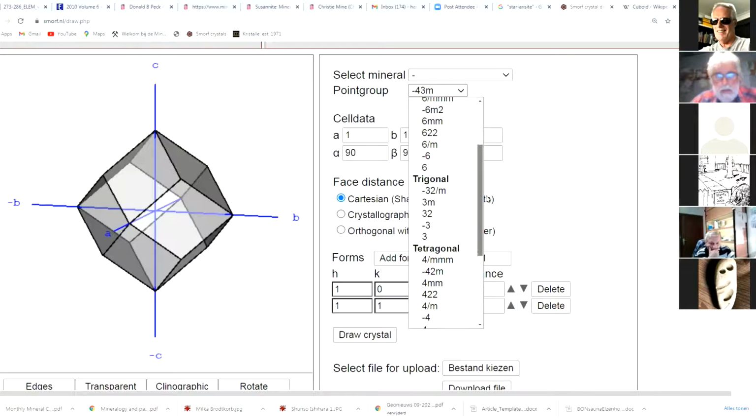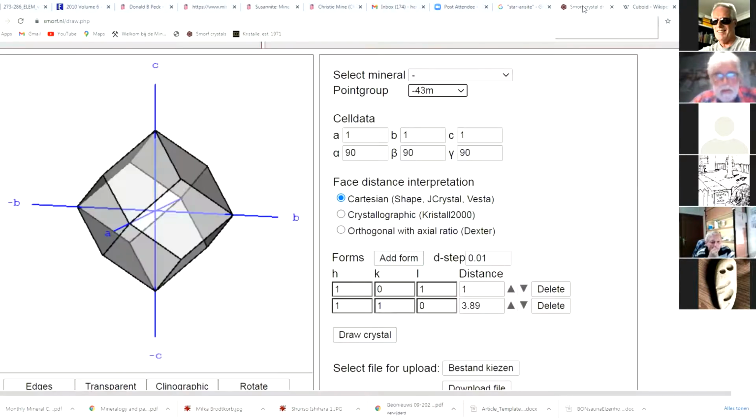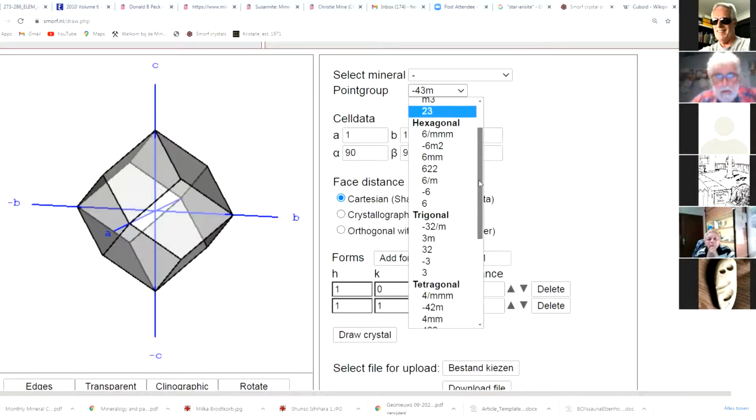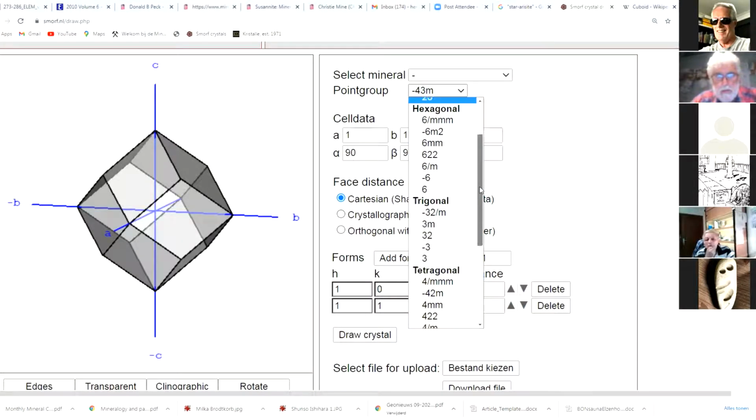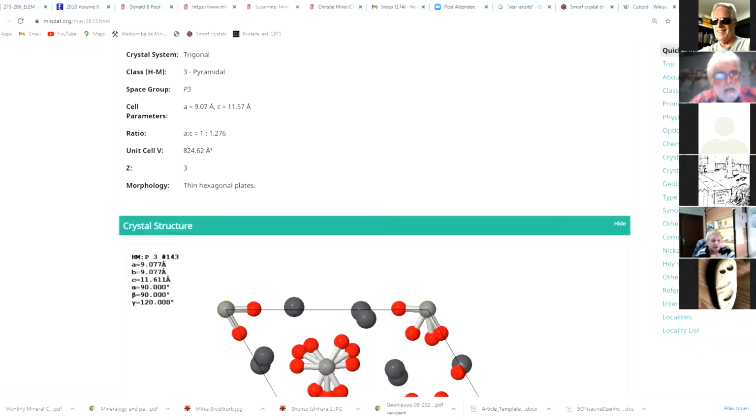Trigonal. Okay, these are the choices I have. And for Susanite, it's pyramidal. Okay. Pyramidal. Well, it has to be one of those. Let's see if I can find more information, because this isn't really helping us.